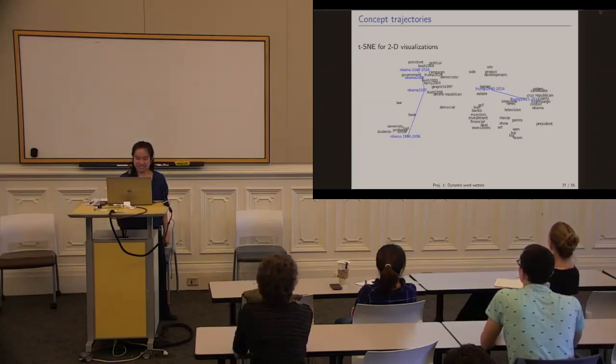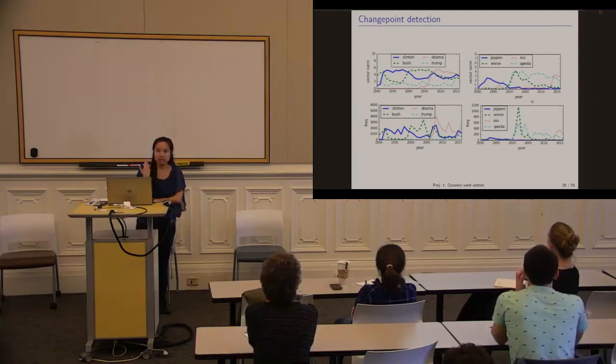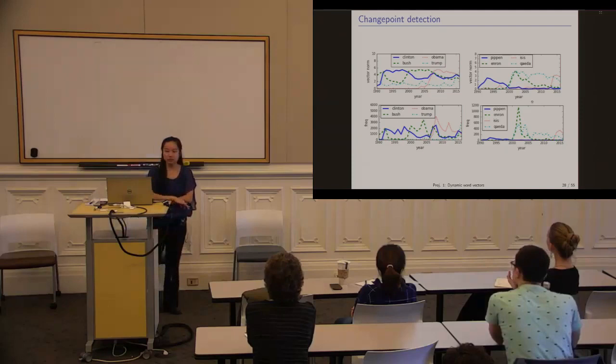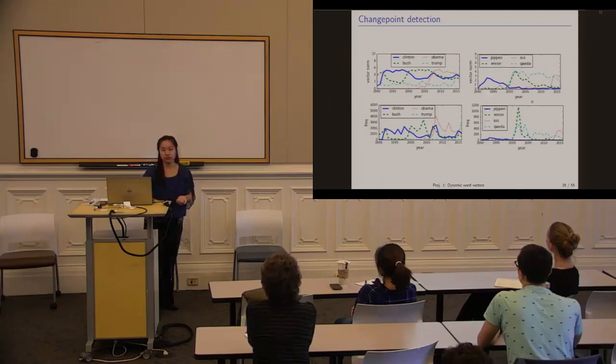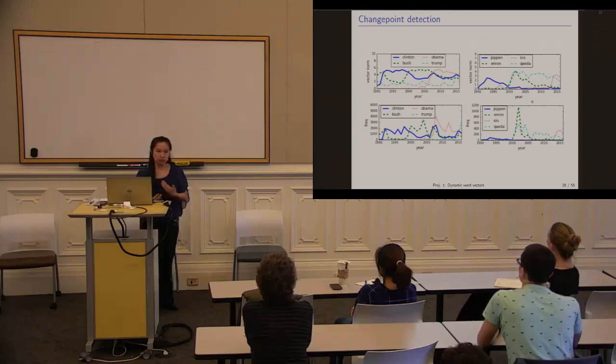One thing we were actually able to do in this project is change point detection. So in data mining, one thing we care about is not just how the concept is going along, but when does the concept change from one to another. So for example, for presidents, what we did here is we noticed that the vector norm is very closely correlated with the frequency of the word, but because of our smoothing terms, it's much less noisy than frequency when used as change point detection.